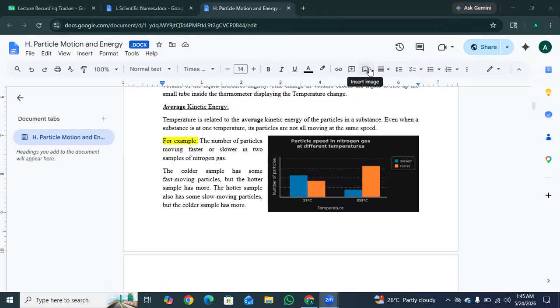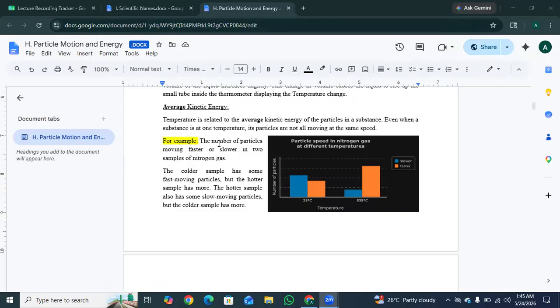So the next one is average kinetic energy. Temperature is related to the average kinetic energy of the particles in a substance. Even when a substance is at one temperature, its particles are not all moving at the same speed. So basically, you have to first understand average kinetic energy.